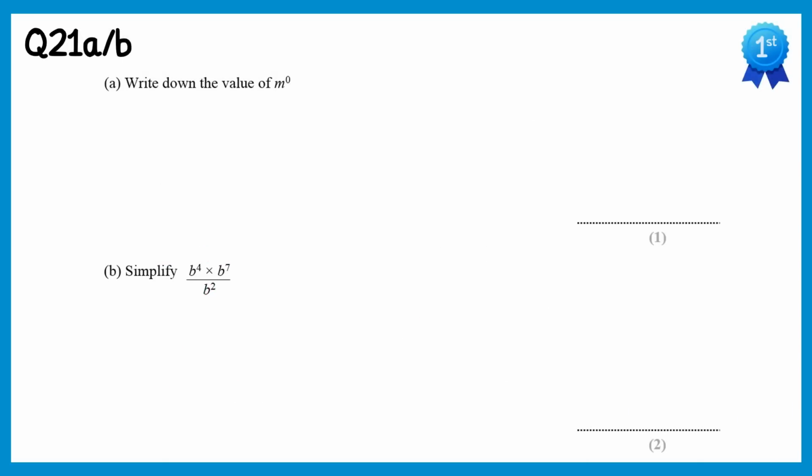You should know that any number to the power 0 is equal to 1, and if not, you can try it on your calculator. This means m to the power 0 is also equal to 1.